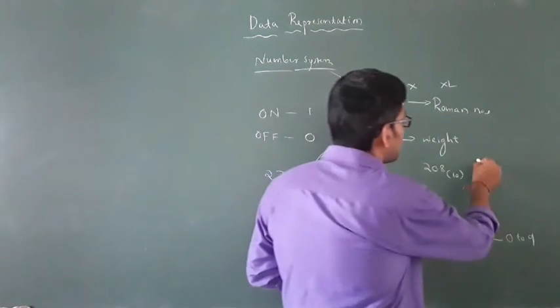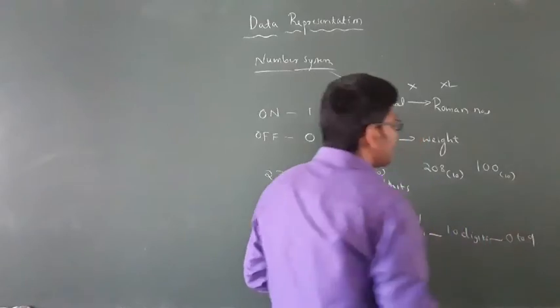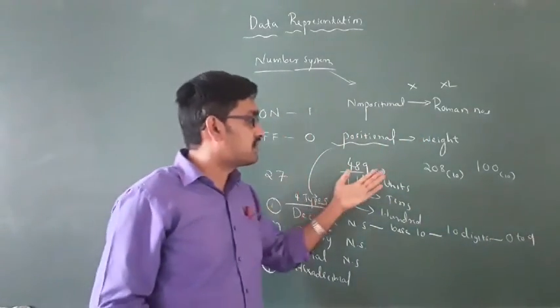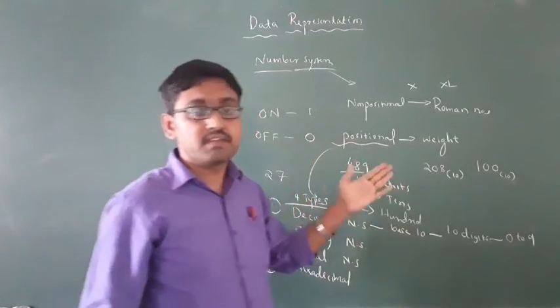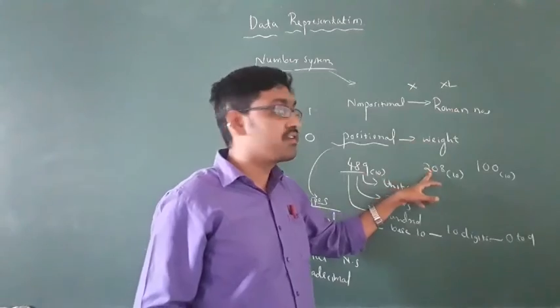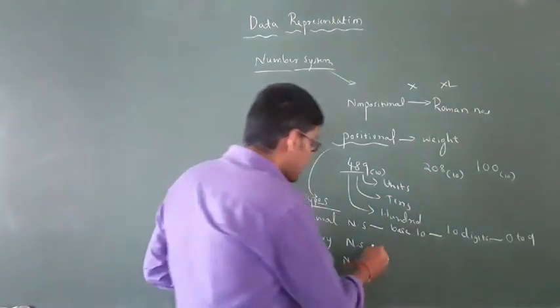For example, I am writing 100. It is also a decimal number. Got it? These are examples of the number system which has base 10, and that is called the decimal number system. Then the second one is the binary number system.